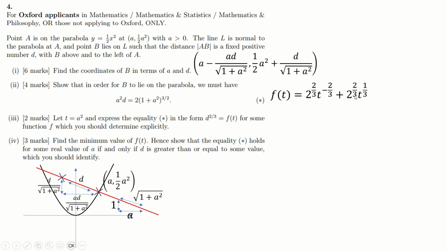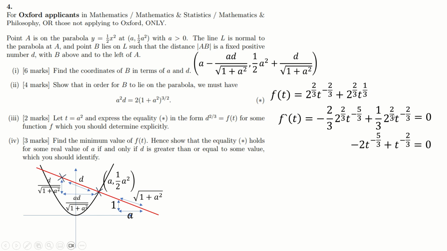So I think I can differentiate this using year 12 maths, that's what I'll do. Minus 2/3 jumps down to the front here, and then take 1 away from this to get minus 5/3. A third down to the front to make it minus 2/3. Minimum value means I want to solve that for 0. I'm going to times everything here by 3, and also divide everything by 2 to the power 2/3, and I think I just get this because the 0 is obviously unaffected.